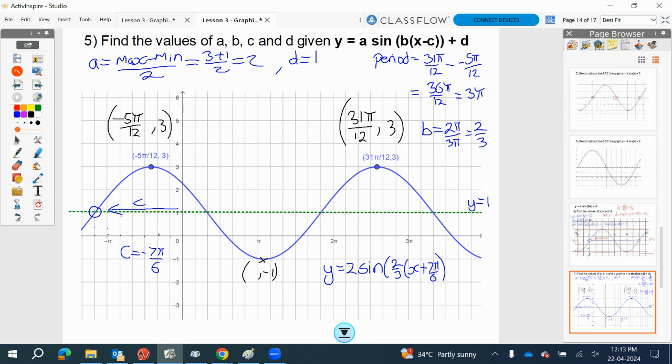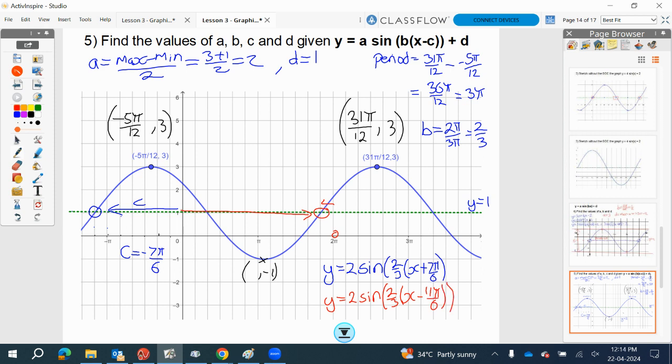You can also find your C value here. Maybe instead of it being moved back to there, it's been moved forward to this one. So this one we can count off too. We've got pi's over 6, so this point here is 12 pi over 6, so we go 1 back from 12 pi over 6, and this gives us y equals 2 sine 2 over 3 x minus 11 pi over 6.